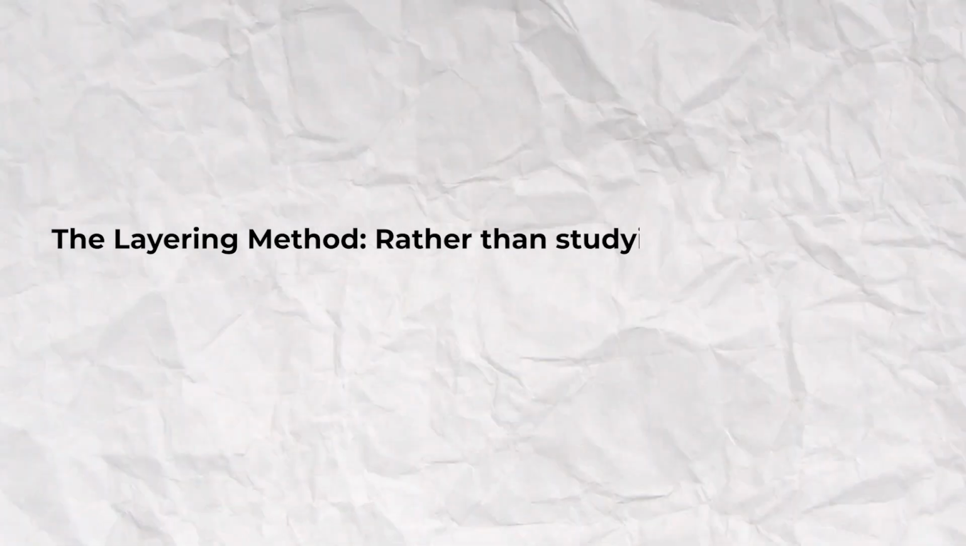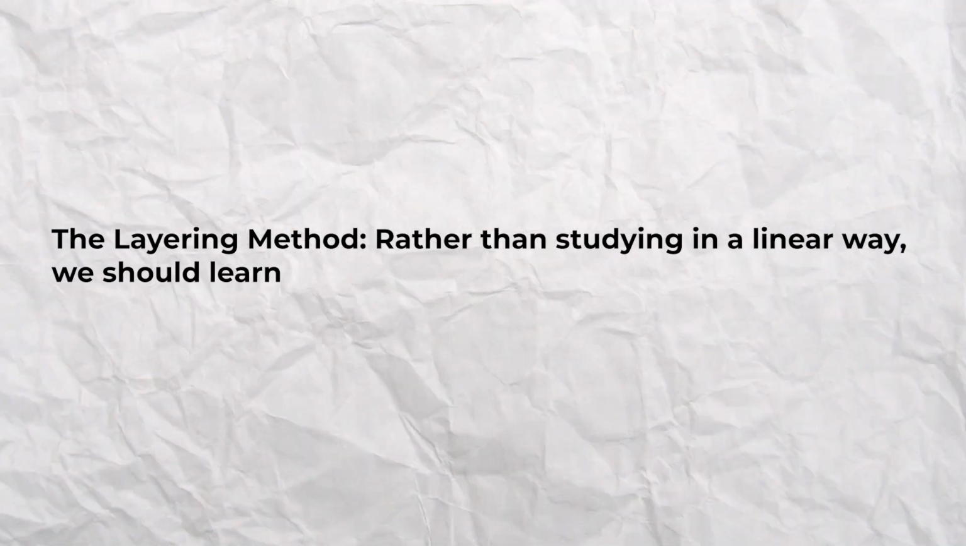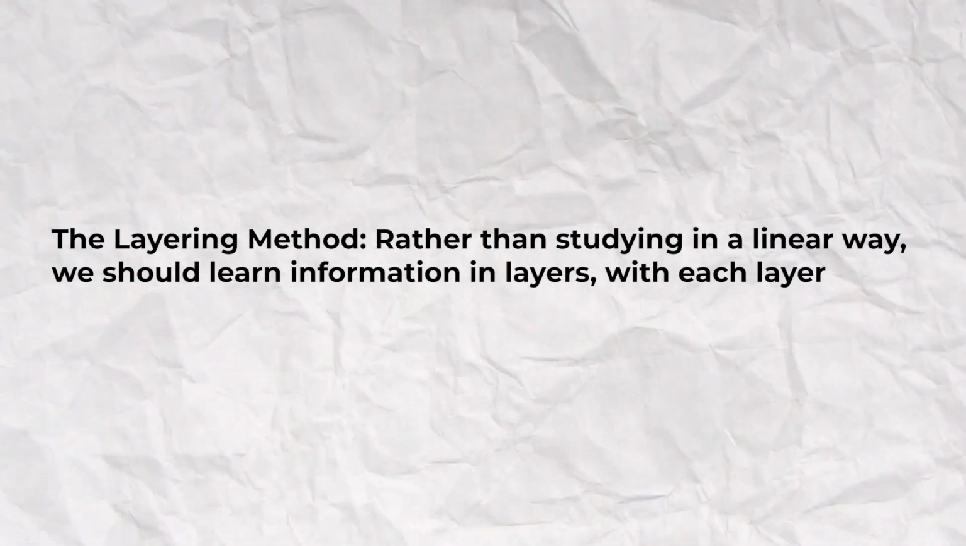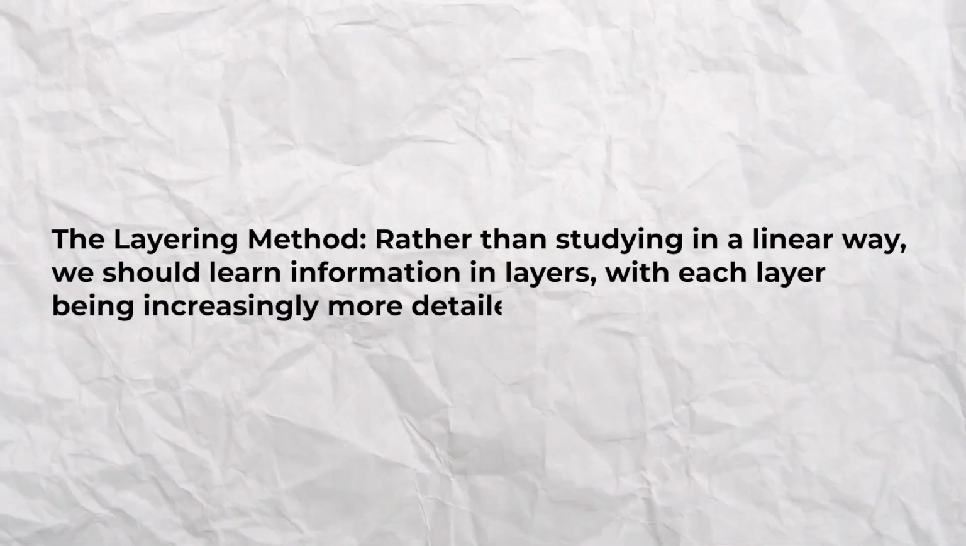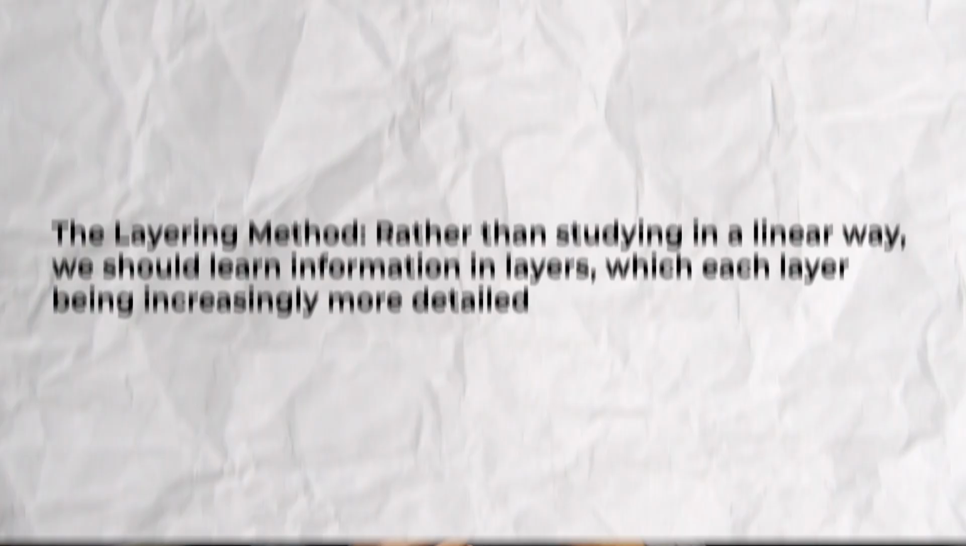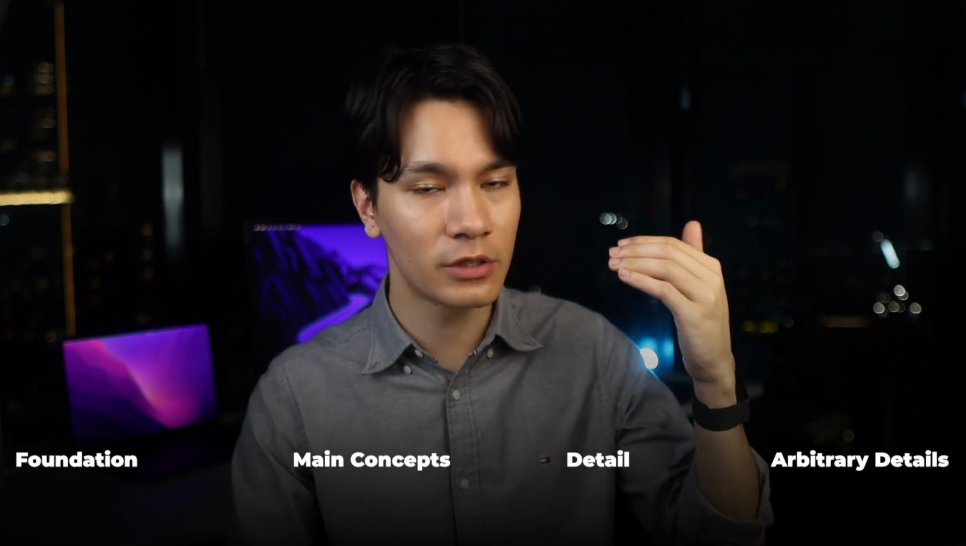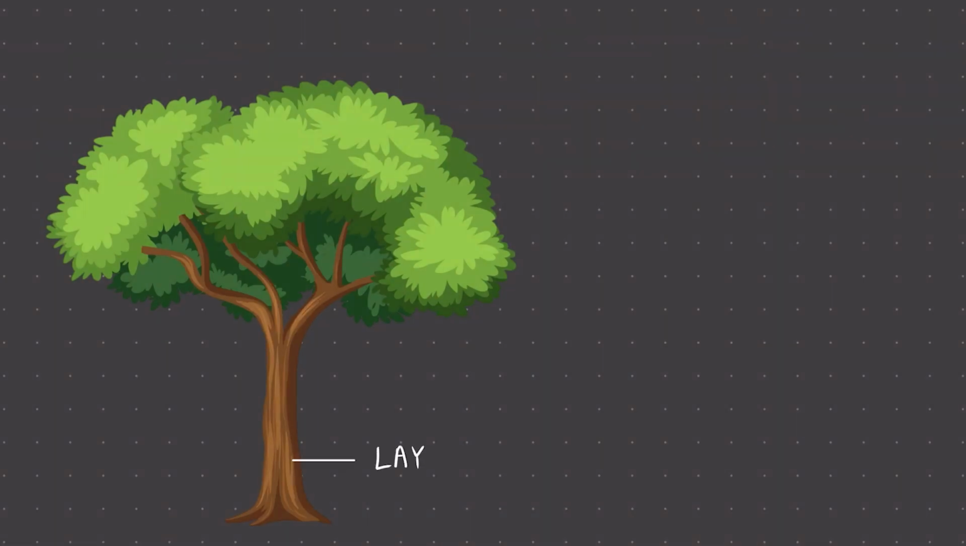So the layering method is all about saying that rather than studying a subject in a straight line from start to finish, we should pass over the information multiple times, with each layer being more and more detailed than the last, so we can gradually build our understanding. And there are typically 4 layers of information when it comes to learning any subject. Layer 1 is like the trunk of the tree. It refers to the most broadest, most foundational pieces of knowledge in a topic.